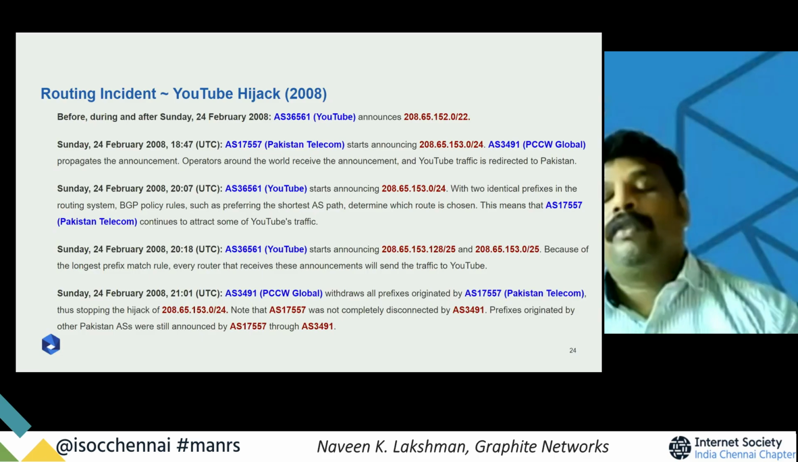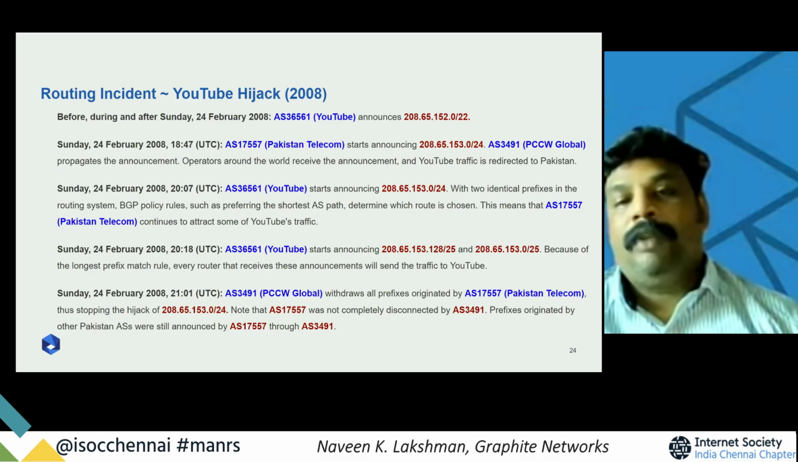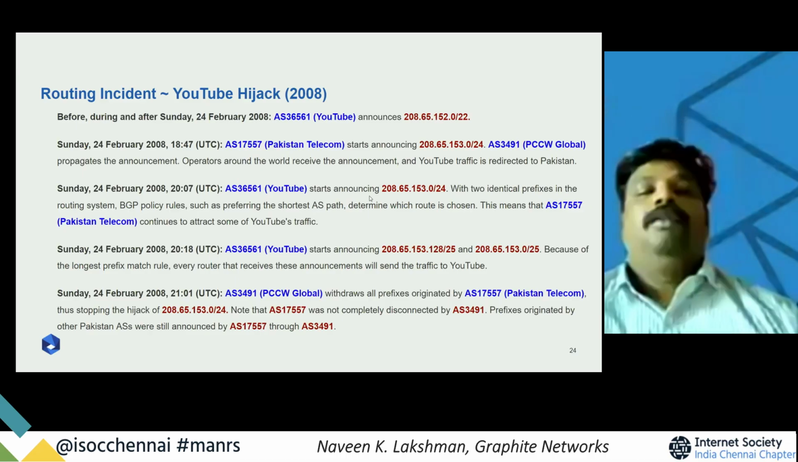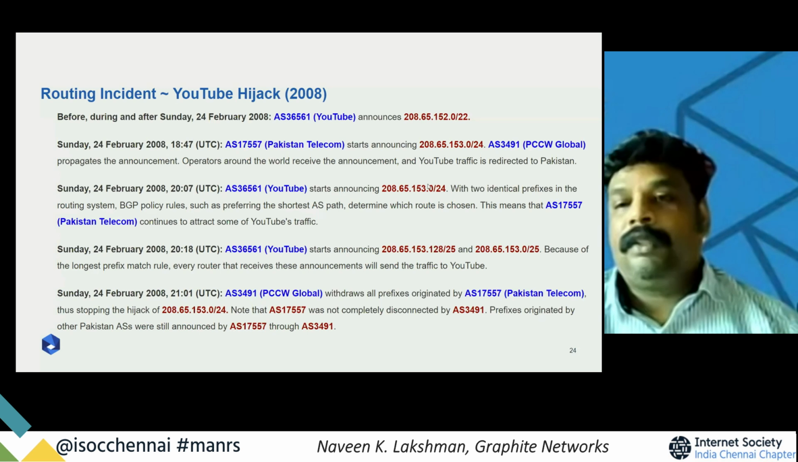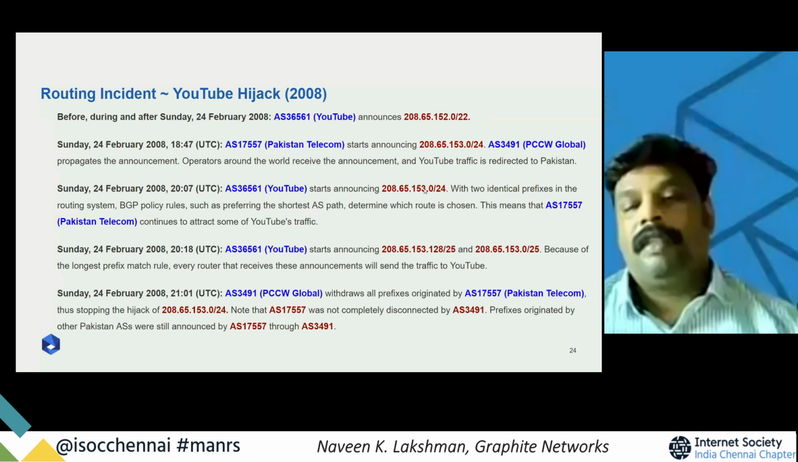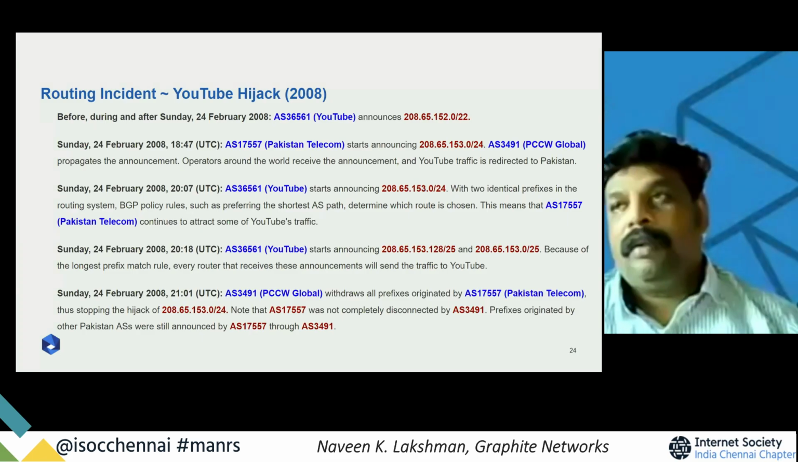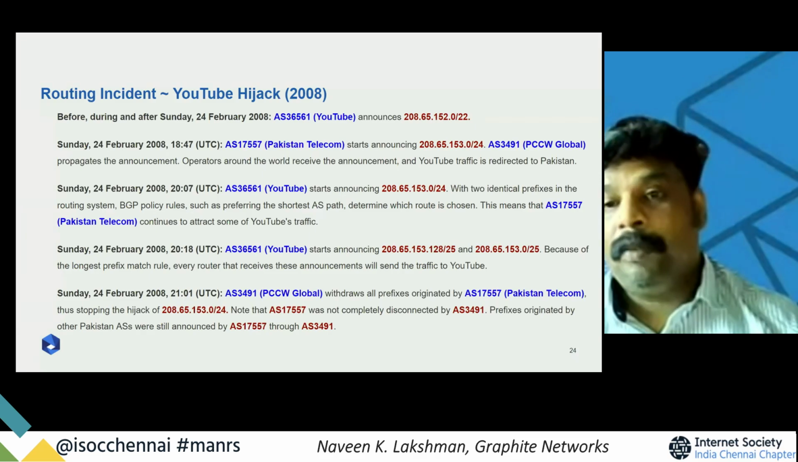So most of the traffic got rerouted to that /24 prefix, and it was nothing but Pakistan Telecom hijacking it. Meanwhile, YouTube started announcing /24s. Now we have two /24s in the global routing table. What BGP does is, if the prefixes are the same length, it goes for the shortest AS path. So the one closer, at least in Asia Pacific, because PCCW Global is now a tier 1 provider.